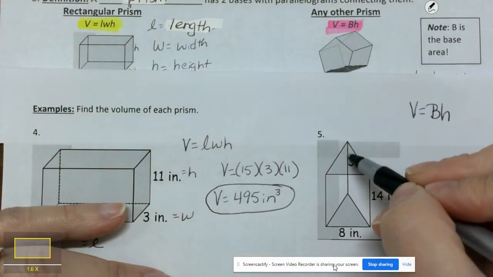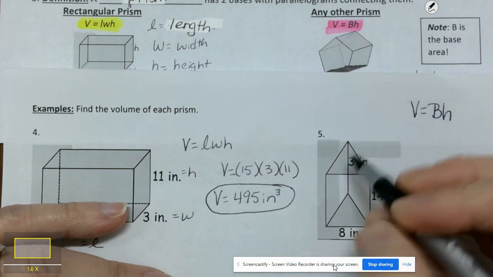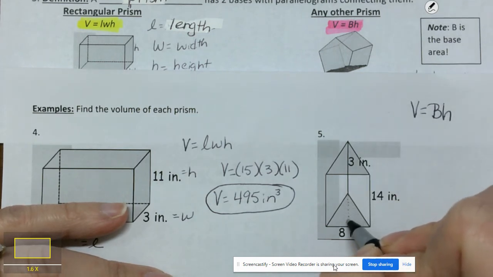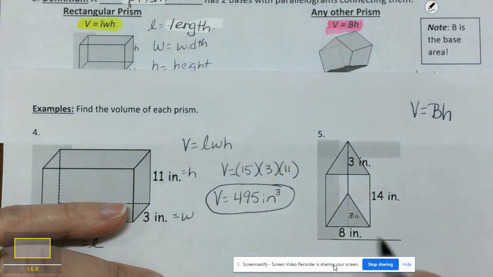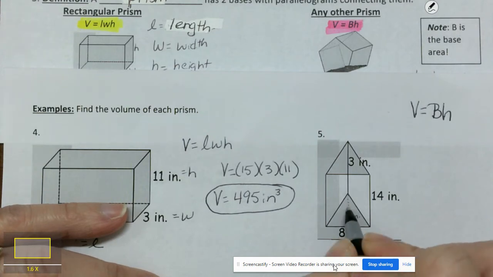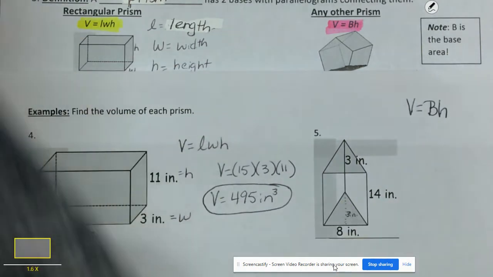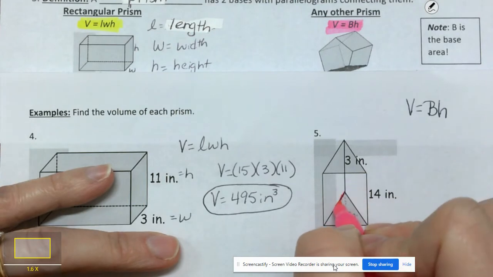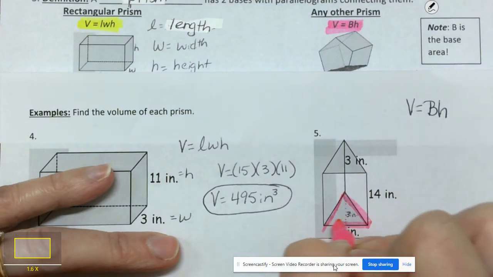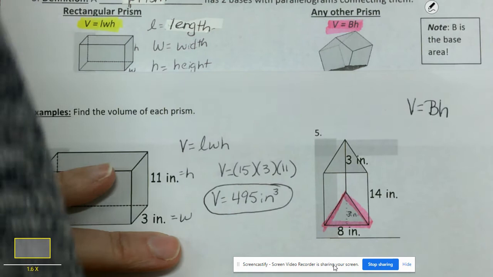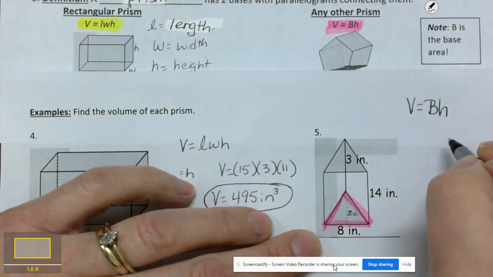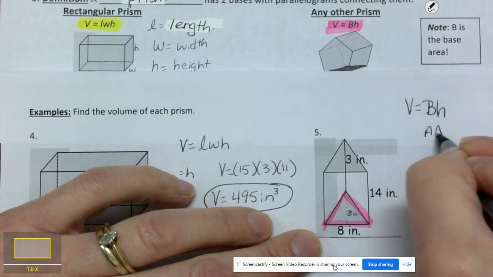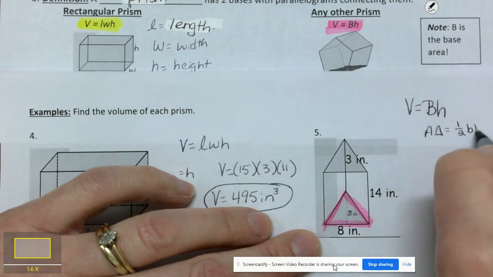Now, it tells me that this right here is 3 inches, which means that if I go here, this is also going to be 3 inches. That's the same thing. Now, you also know that this is your height of your triangle. So I'm looking at this triangle right here. Looking at this one, okay? So for the base area of a triangle, the area of a triangle, and I'll write that here, the area of a triangle is 1/2 base times height.